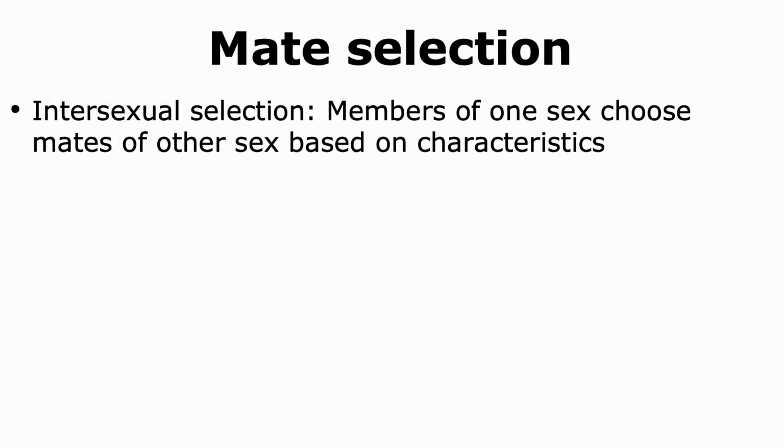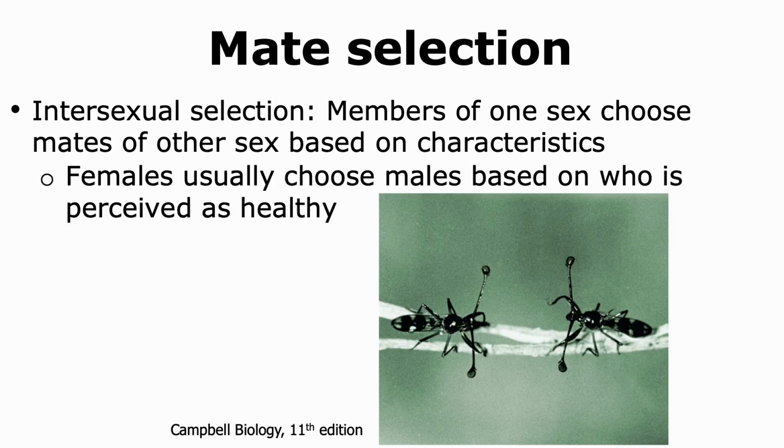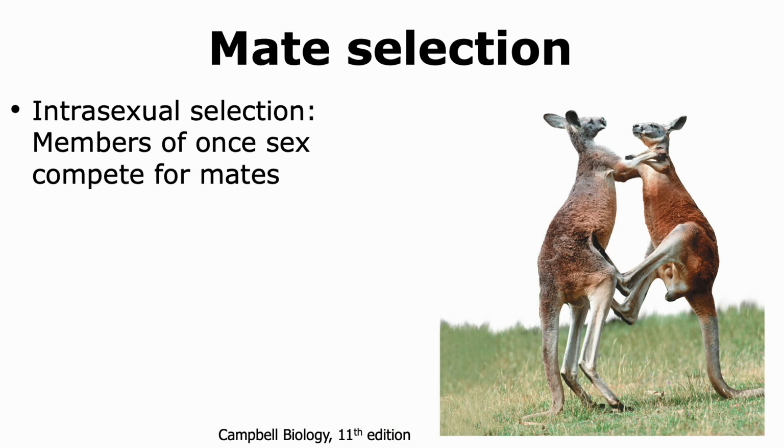Animals can show different behaviors when it comes to selecting their mates. Intersexual selection occurs when the members of one sex choose mates of the other sex based on their characteristics. Females usually tend to choose males based on who they perceive is healthier, with the hope that their progeny will also be healthier. On the other hand, intrasexual selection is when members of one sex tend to compete for mates of the opposite sex. This is usually shown by males, where males can fight with one another or have competitions with one another in order to woo the female.